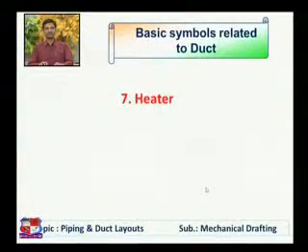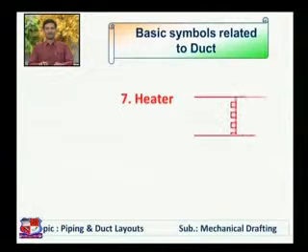The next symbol is the heater. How to draw a heater? It is drawn like this: small boxes here, a vertical line and two horizontal lines. If this symbol is drawn in the circuit and the direction of flow is provided, it means this element heats the fluid. In some cases, heating of fluid is needed. In winter, when the atmosphere is very cold and we need some heat, a heating portion is needed in the circuit.